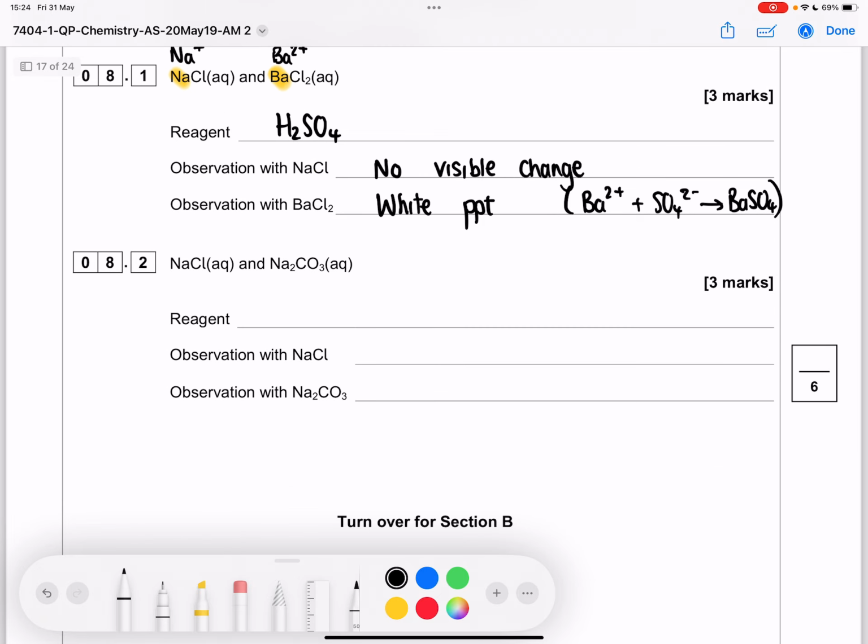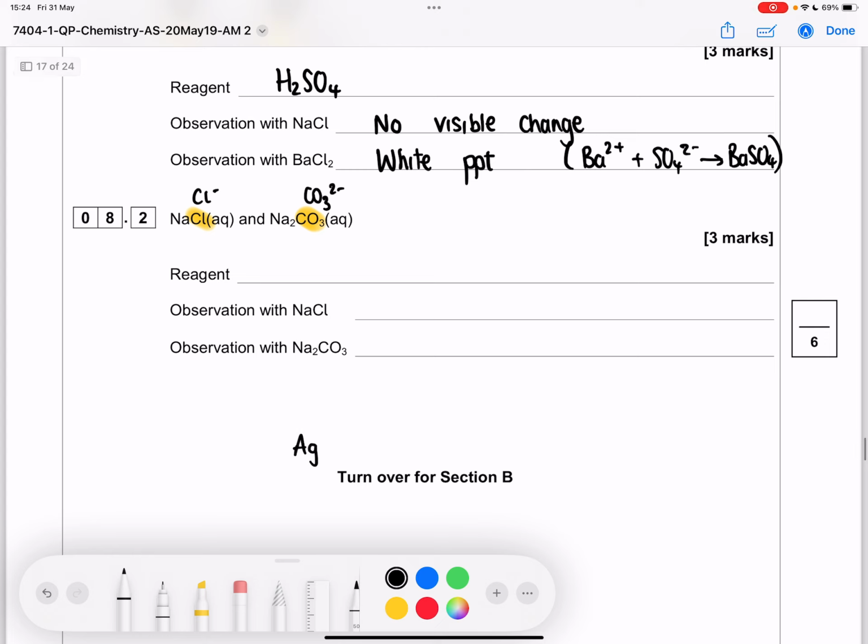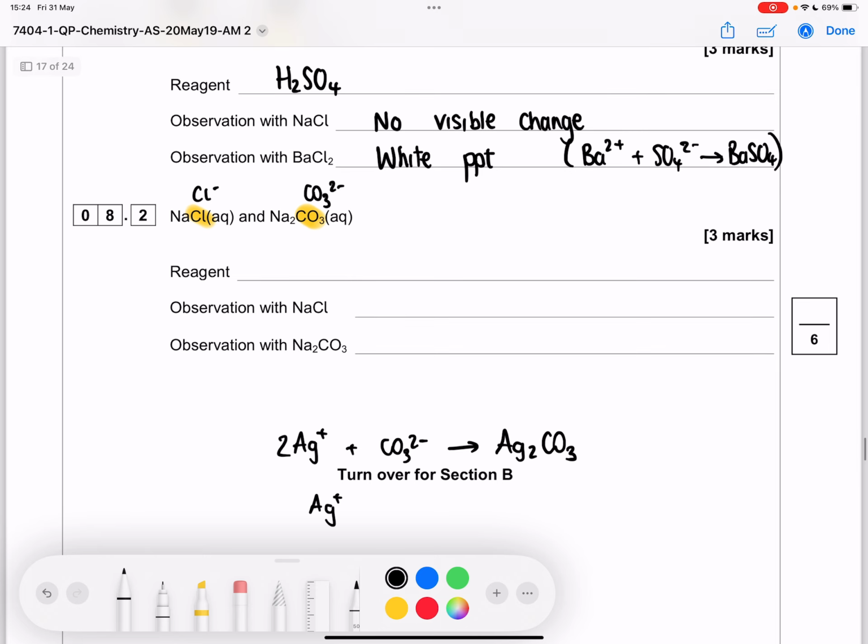And then our next test, the sodium's staying the same, but chloride versus carbonate. So what test would we use? Now we do need to be careful with this one because if we were to test for the chloride ions using silver nitrate, we would need to be careful because silver ions do actually react with carbonate ions to make silver carbonate, and that is a white precipitate, and then silver ions react with chloride ions to make silver chloride, which is a white precipitate.